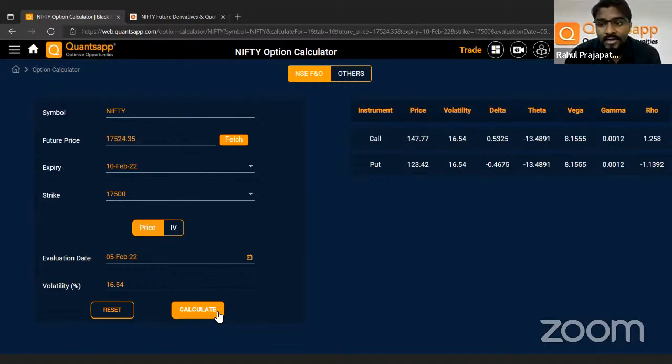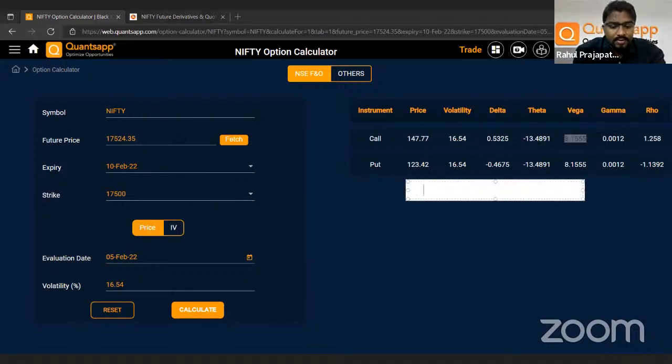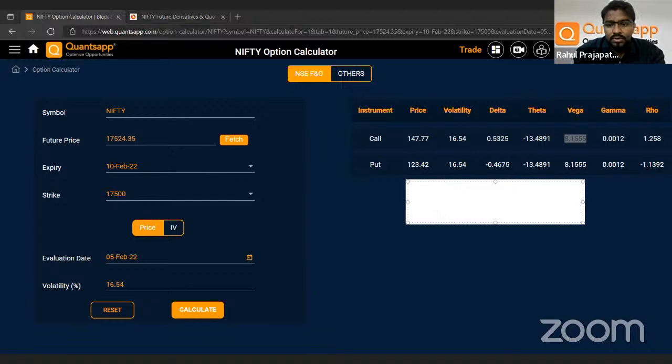Now what he's saying, now see, if you see the Vega is 8.1415. Vega is positive for both call and put. That means whenever volatility will increase, what will happen? The call and put price both increase by the same amount. That means approximately 8.15, 8.15. Okay. Now see, I'll write it here. The premium is 147.77, and for put option 123.42. Okay, so these are the premium.